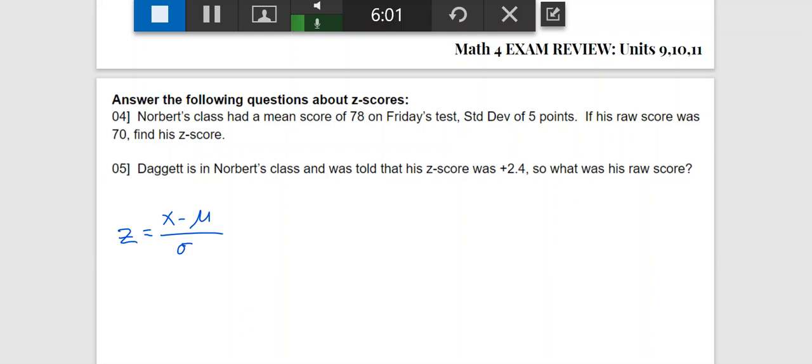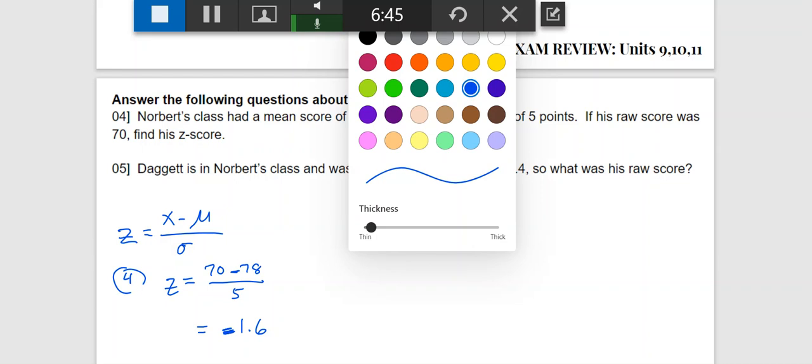So in the case of number 4, we're going to plug in, we don't know what the Z is, that's what we want. X was the score, he got a 70, the mean was 78, and the standard deviation was 5. By the time I subtract, I get a negative 8 over 5, which is negative 1.6 for a Z-score. Yeah, that works.